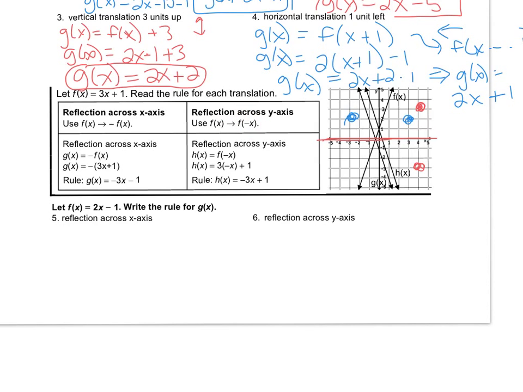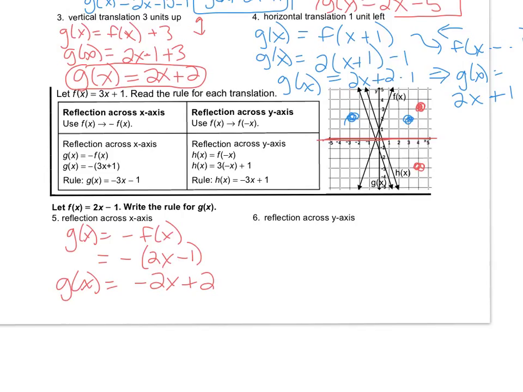Okay, so let's look at this first example here, reflection across the x-axis. So our rule is going to be g of x is going to be, across the x-axis here, I am changing my y. So it's negative f of x. So g of x is going to equal, my rule here that we're looking at is this 2x minus 1. So I am going to be having a negative, parentheses, 2x minus 1. So my g of x will be negative 2x plus 2.